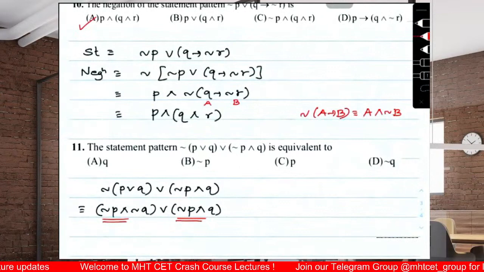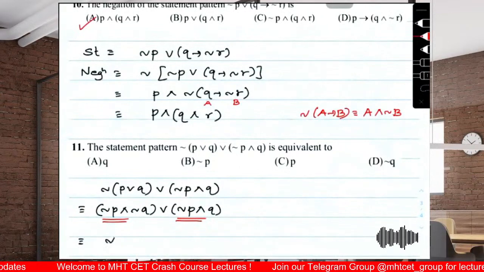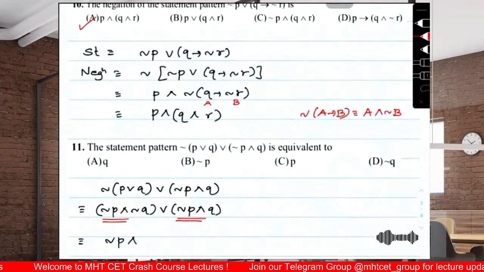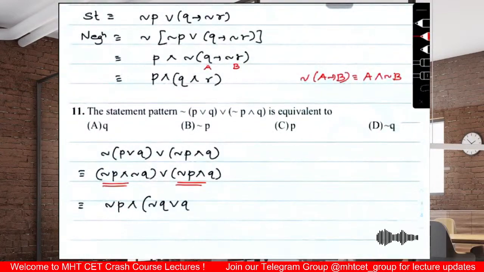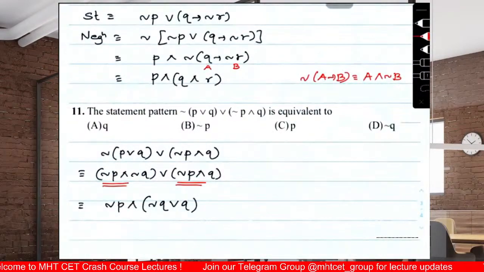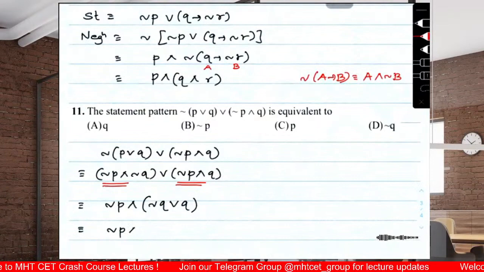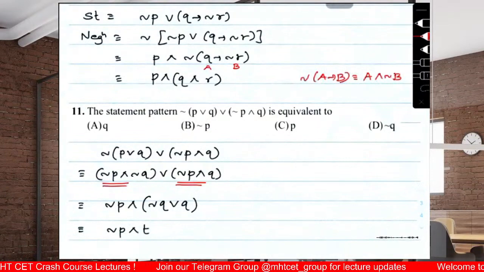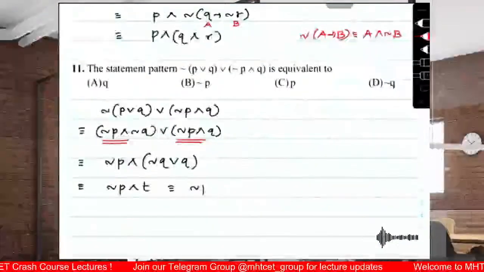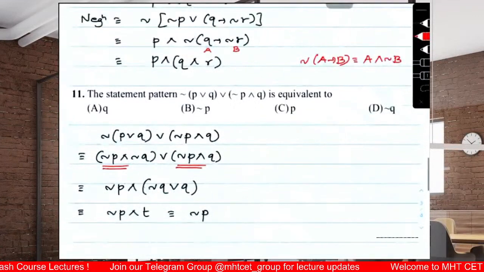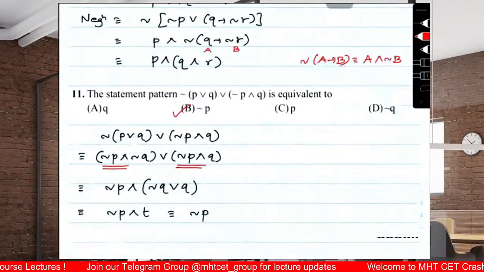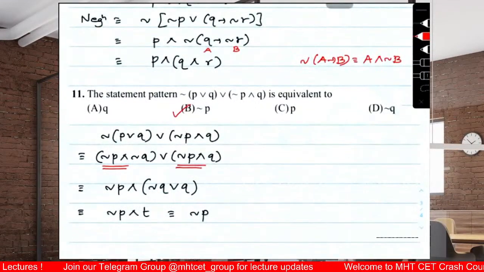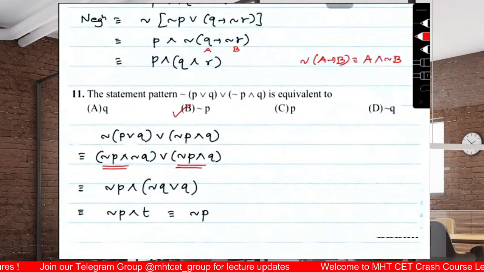Distributive law. So this is not P and in bracket you will have not Q or Q. Not Q or Q is tautology. Anything and tautology is anything. So option B. Right?